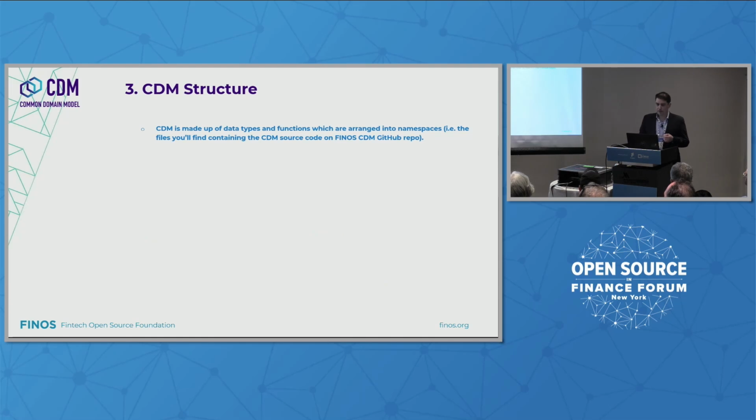Right, where are we? CDM structure, number 3. How are we doing on time? Okay, I'm 3 minutes in. This is good, because there's a lot more to come. CDM is made up of data types and functions that are arranged into namespaces. Now, what are namespaces? Well, it's a fancy name for the files you'll see in the GitHub repository. So that's just how we've chosen to arrange the CDM.